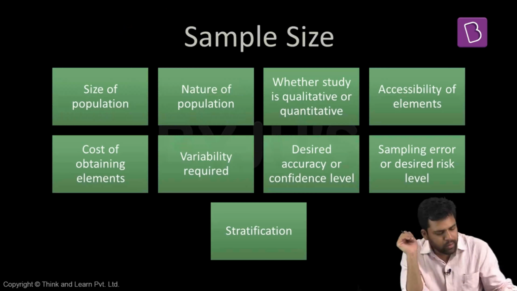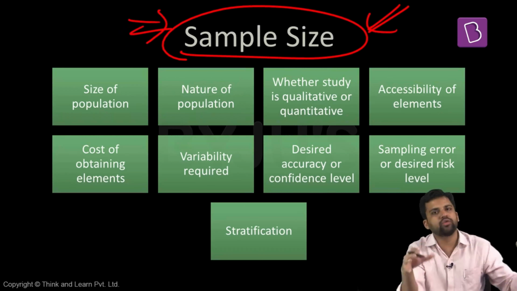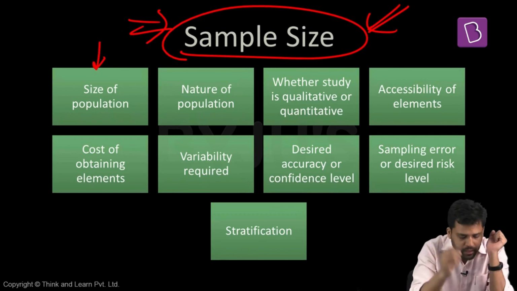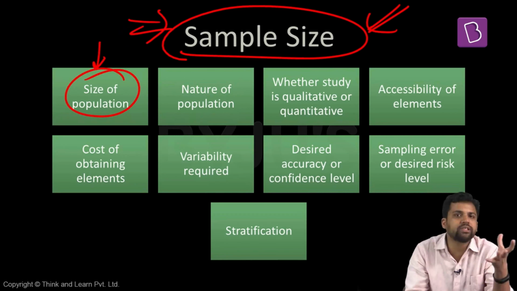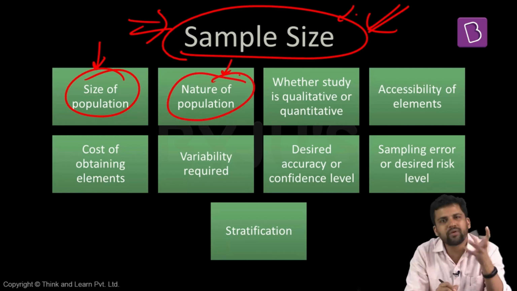sampling. Now, another dimension here: on what basis should the size of the sample be decided? We have now understood the different sampling methods, but how are you going to decide the size of the sample? What is the unit size of the sample? Now, one element is the size of the population. If the population is large, the sample size should also be accordingly large. Nature of the population also has an impact.